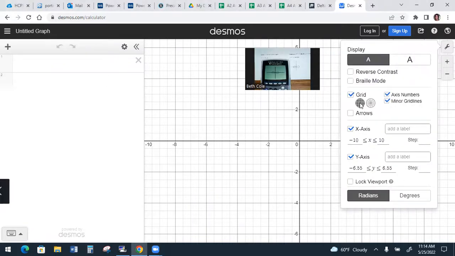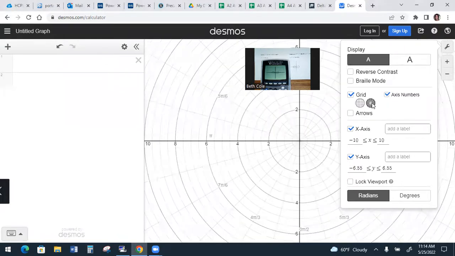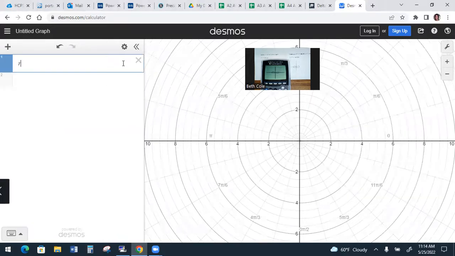All right, and do you see how for the grid, you have these two options? Well, change it to polar. You're gonna choose that one. Oh, cool, isn't that neat? All right, and then when you come over here, you have to type r equals whatever, and then it will work. So like here, pick one and I'll type it in.